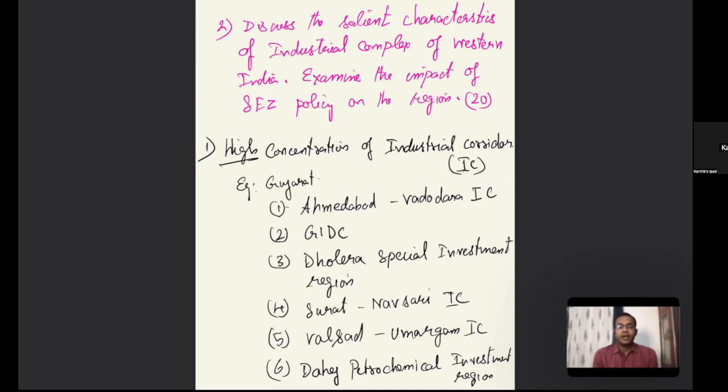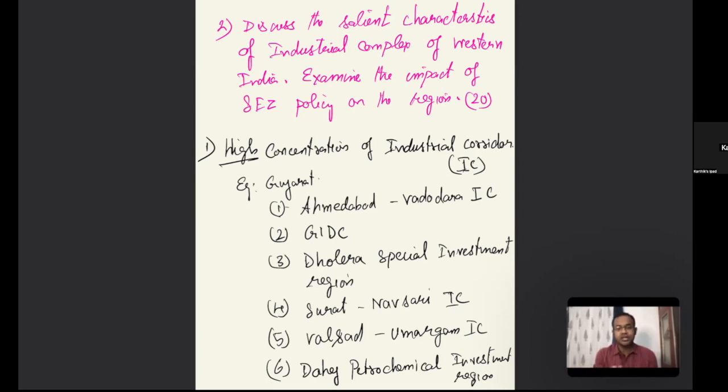So number one, high concentration of industrial corridors. For example, take Gujarat: you can speak about the Ahmedabad-Vadodara Industrial Complex, Gujarat Industrial Development Corporation, Dholera Special Investment Region, which is also a special economic zone. Surat-Navsari Industrial Complex region. Surat is a special economic zone. Valsad-Umargam Industrial Complex. Dahej petrochemical, chemicals, petroleum investment region, which is again a special economic zone.